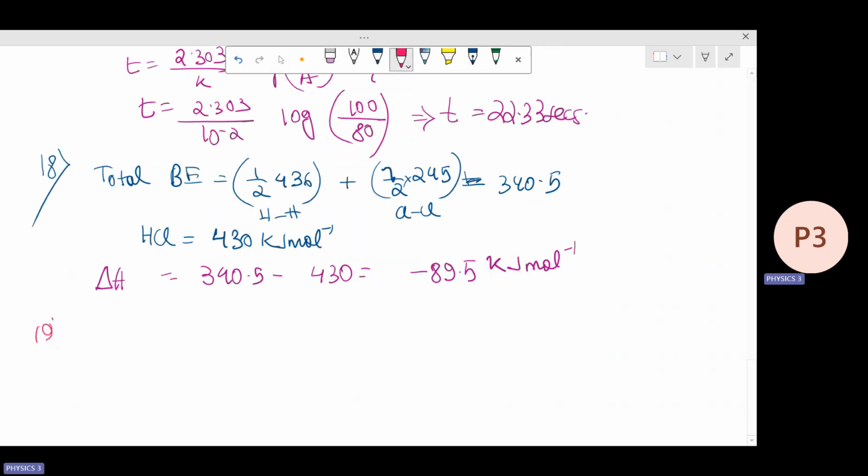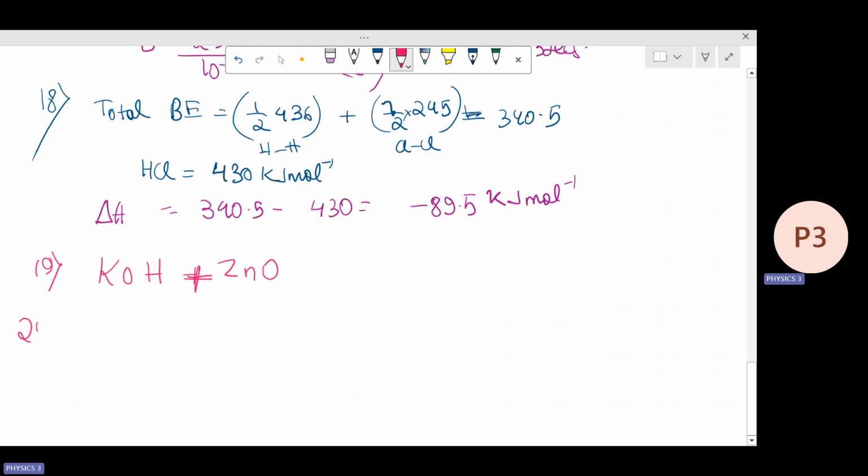Now question number 19. In case of question number 19, they're asking about the mercury cell. I think we all know there is nothing but potassium hydroxide plus zinc oxide together. As soon as we mix them up, we get the electrolyte of the mercury cell.